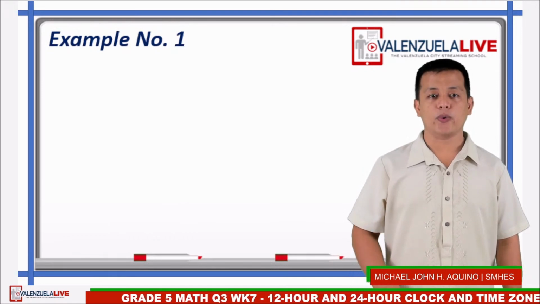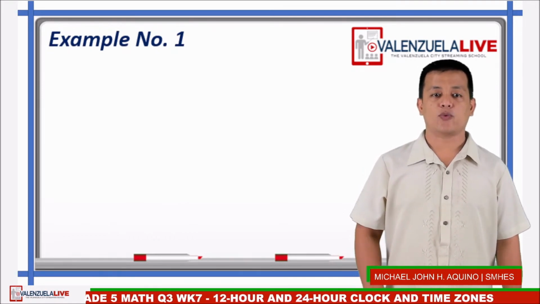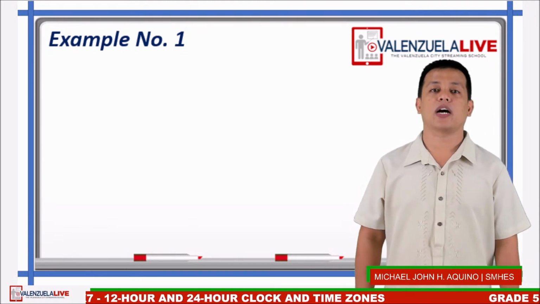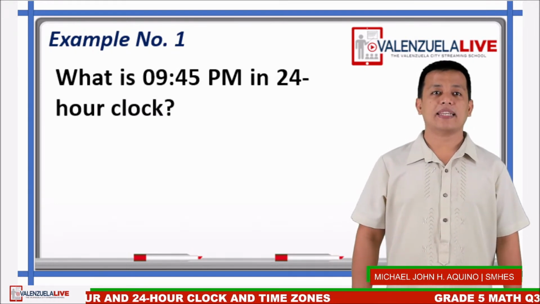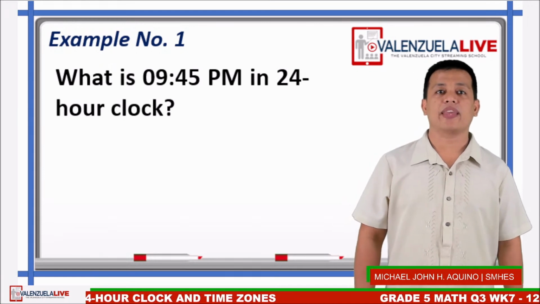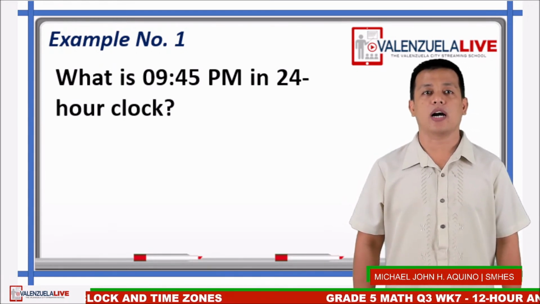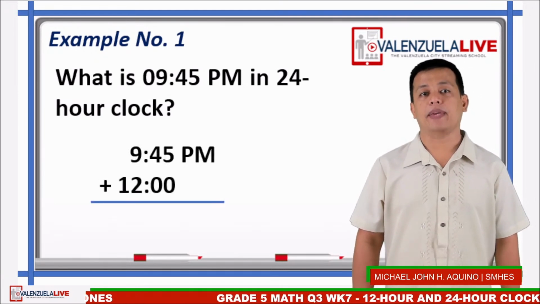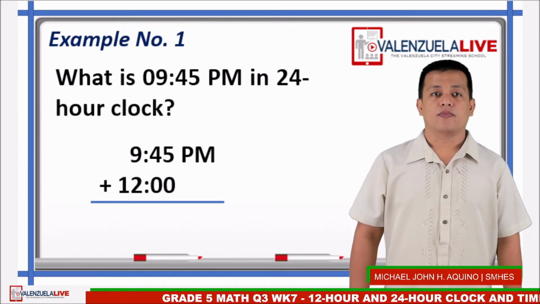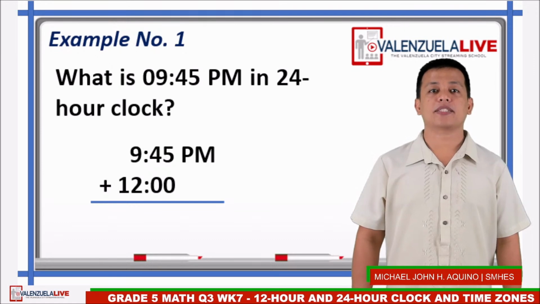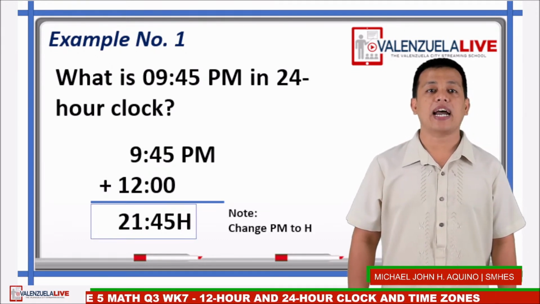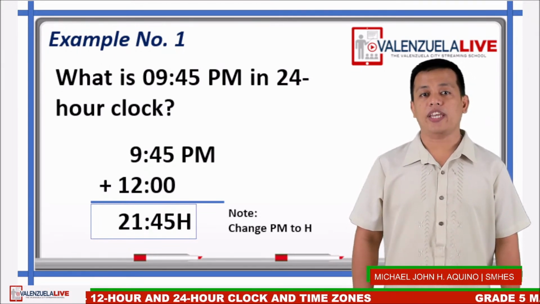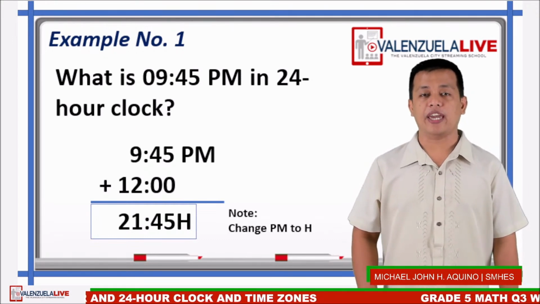Okay, I'm going to show you examples on how to calculate 12-hour and 24-hour clock. In example number 1, what is 9:45 p.m. in 24-hour clock? We are going to add 12 to 9:45 p.m. Bring down 45 minutes and add 12 to 9, it will become 21. Take note, we need to change PM to H.